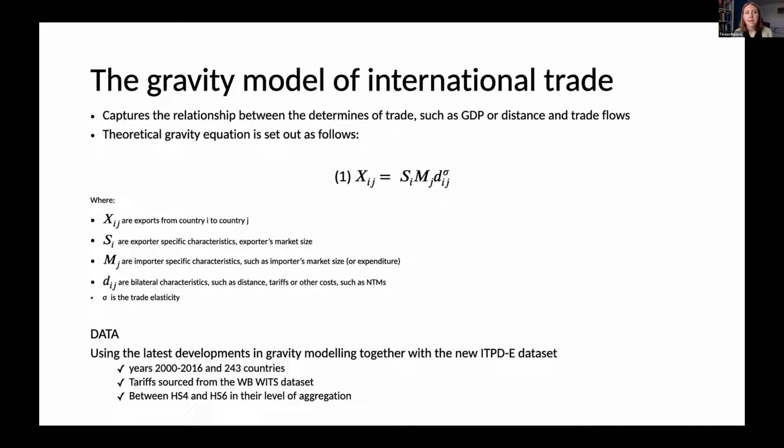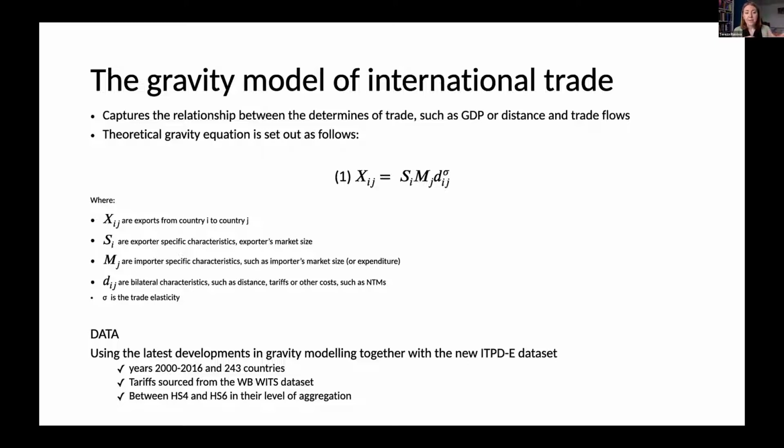So in terms of the model setup and the theory behind the model, the gravity model really aims to capture the relationship between trade flows and their determinants. So in other words, we regress trade flows between two countries, I and J in this case, on determinants of those trade flows between those two countries. Those tend to be things like GDP, so those are the pull factors, but they can also be things like trade costs, so more of the push factors. So those are things like tariffs or things like distance.